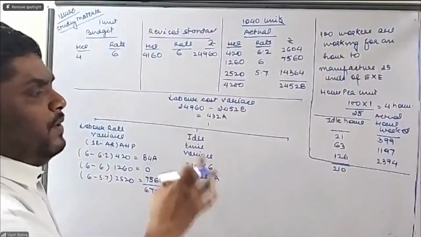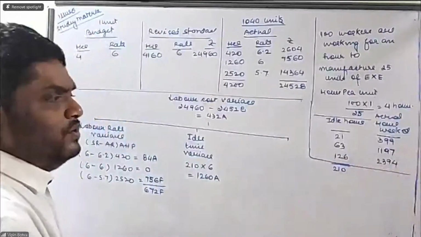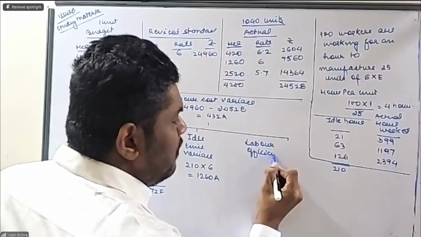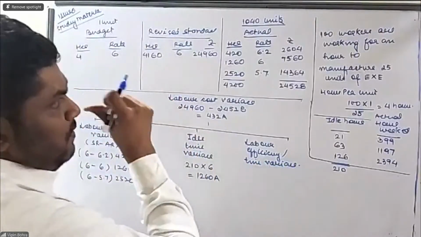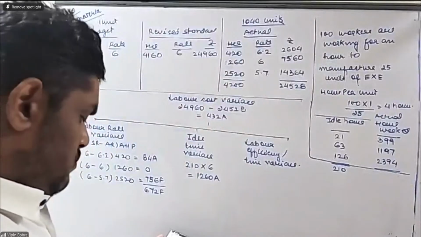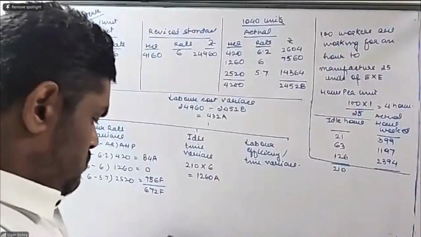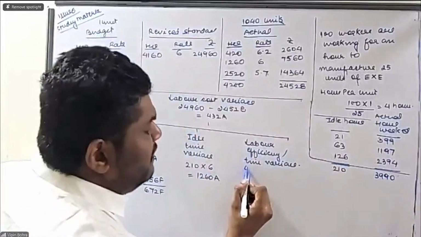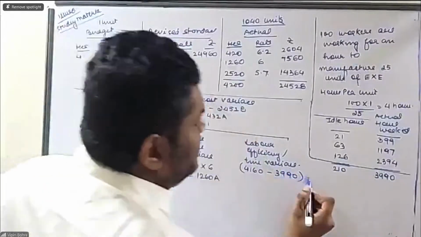So here, when talking about the labor efficiency variance or time variance, since we have removed the effect of idle hours, this will be calculated using actual hours worked. So labor efficiency or time variance. The work was supposed to be completed in 4160 hours, but we actually took 3990 hours only, into the standard rate, that is 6.